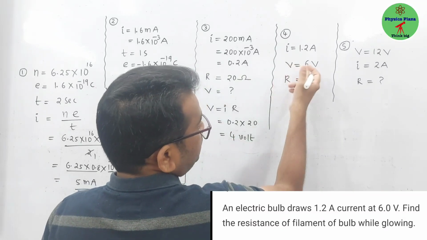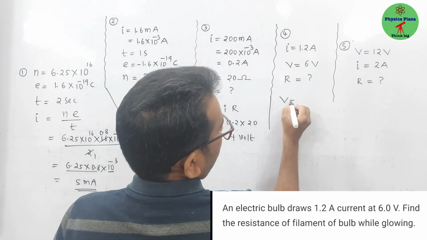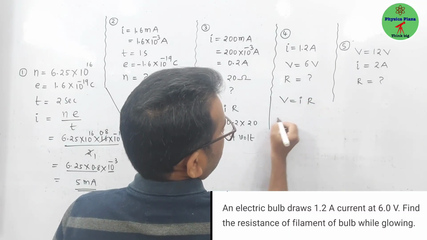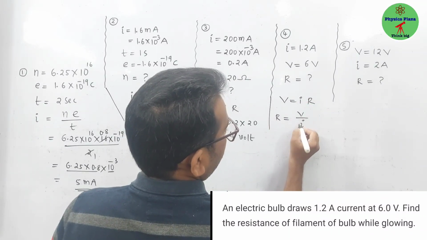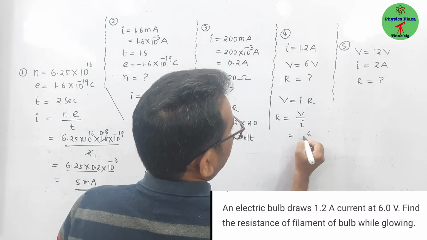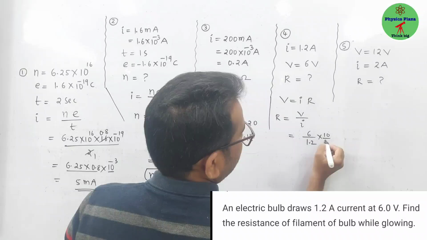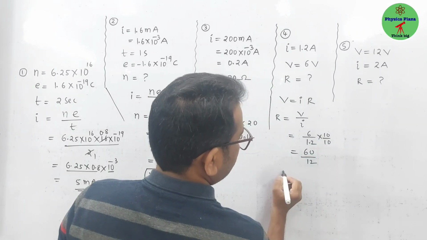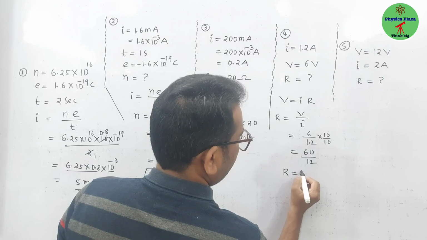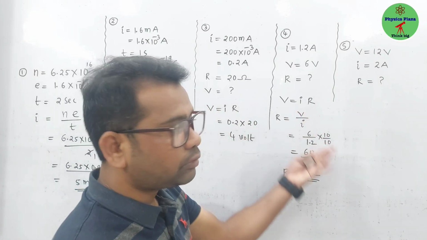So here it is also the same question based on Ohm's law only. V is equal to, we know it is IR, but they are asking us to calculate the R value. So R is equal to V by I. So V is given 6. It will be 1.2. So multiply with the 10, divide with the 10. So this will become 60 by 12. So R is equal to 5 ohm. That's it. So come to the fifth question.